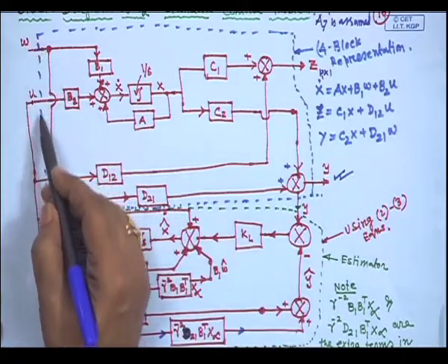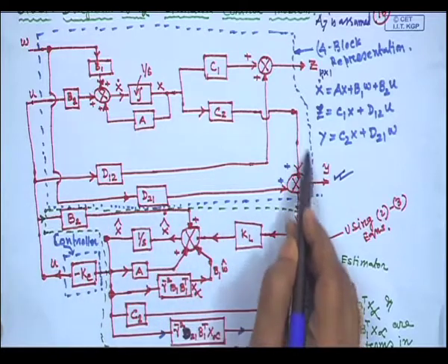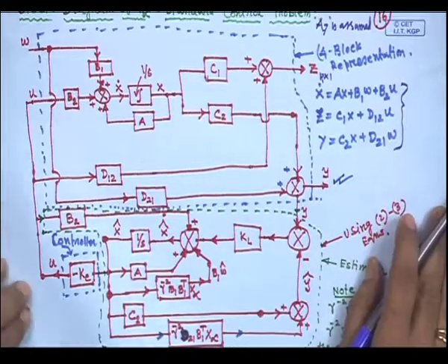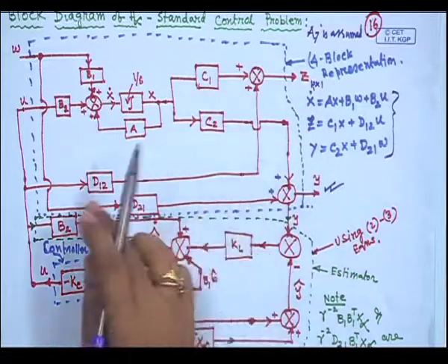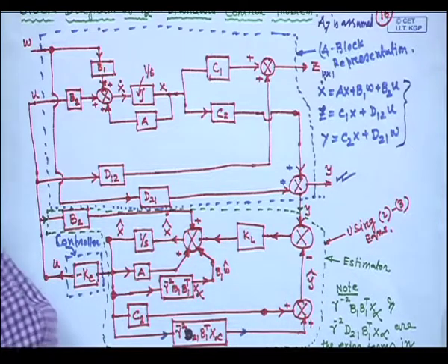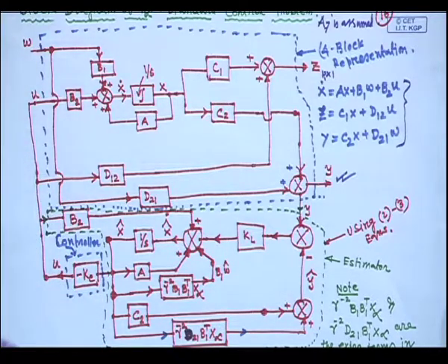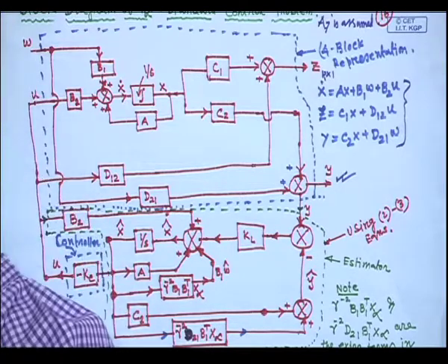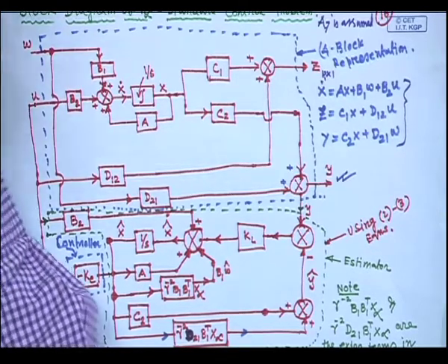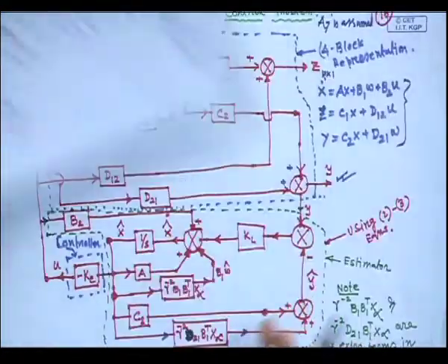So, this dotted box is the plant description, and in other words I can make the four block representation, I can just make it in P(s) form. Now, it is an estimator equation. If you see the estimator equation here, I have just written it. This is the estimator equation that I am now representing in block diagram form.